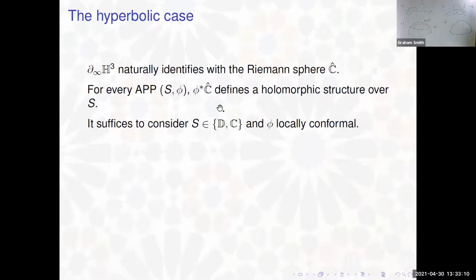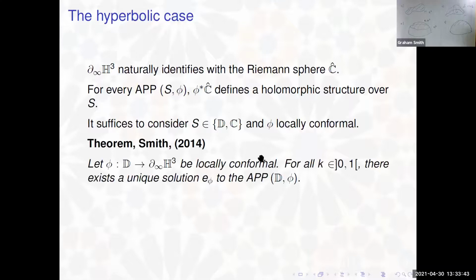Given that Francois has already proven uniqueness, it's sufficient to consider the case where S is simply connected. So if S is a simply connected Riemann surface, and we know it's not the sphere, we've already excluded that case, then it's going to be either the Poincare disk or the complex plane. So to study the Plateau problem in general, it is quite sufficient to consider the case where S is either the disk or the plane, and phi is some locally conformal function from one of these 2 sets into the Riemann sphere, C hat.